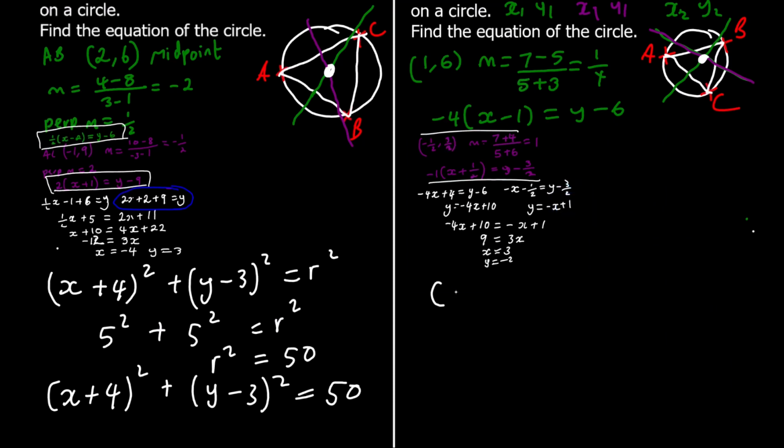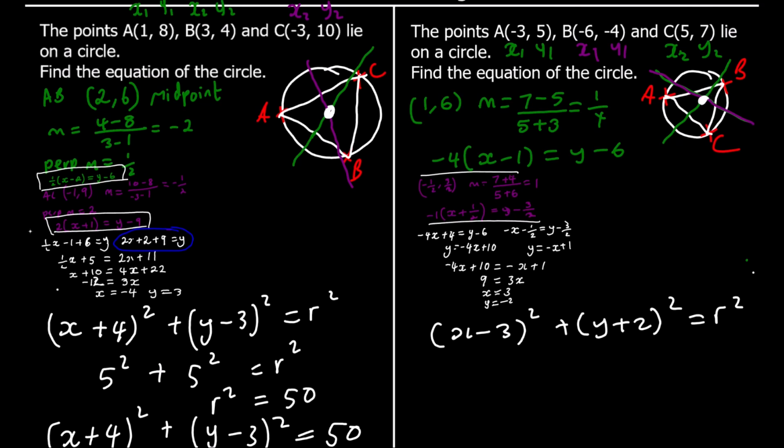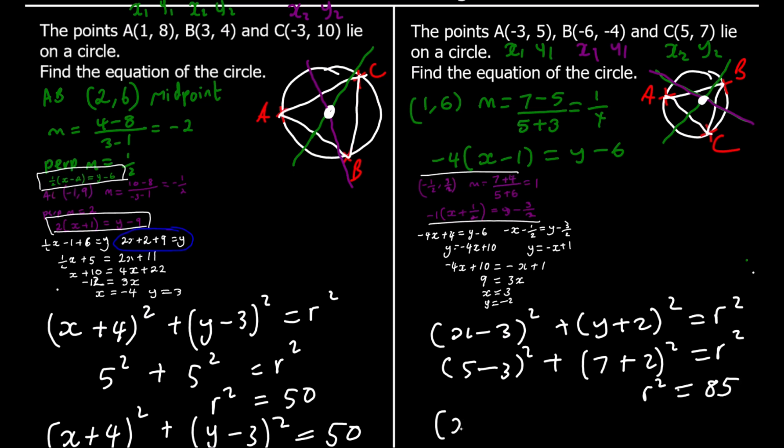So we have x minus a squared plus y minus b squared equals the radius squared. And then we use any of the points on the circle. So let's use 5, 7. So 5 take away 3 squared plus 7 plus 2 squared is the radius squared. So that's 4 and 81. r squared is 85. So the equation of the circle, x minus 3 squared plus y plus 2 squared equals 85.